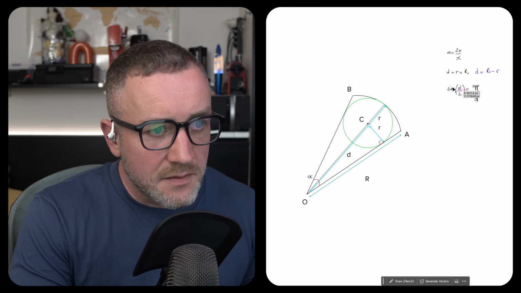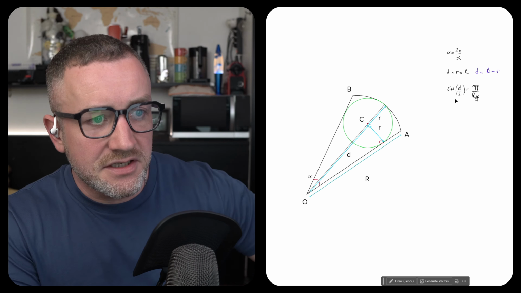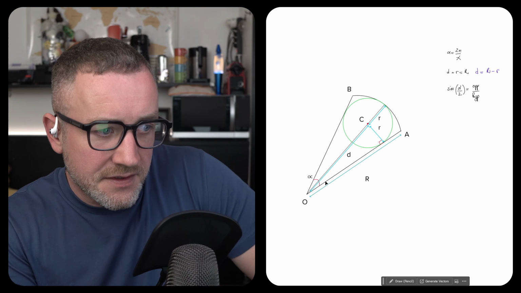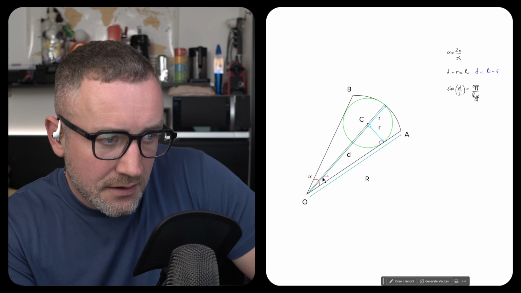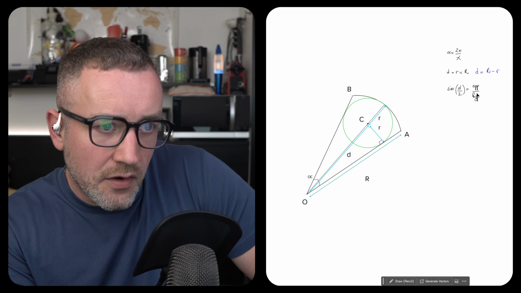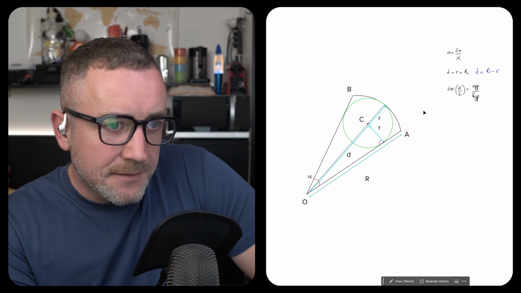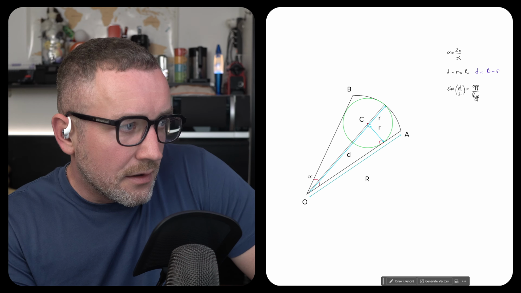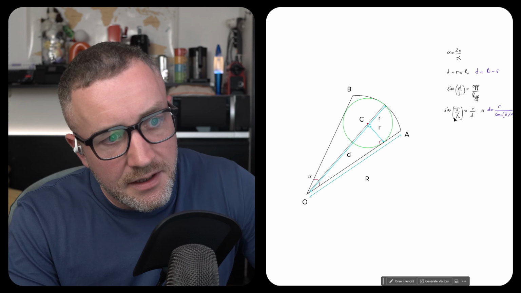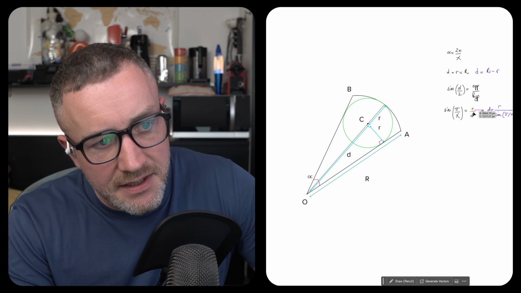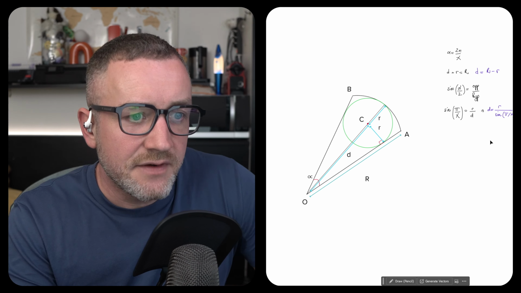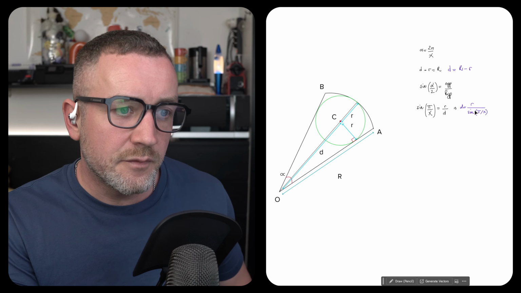From the trigonometric definition of sine, we know that sine of alpha divided by 2, so this angle, equals the opposite side over the hypotenuse. So we can further develop that. It means that sine of π divided by x equals r divided by D. So that means D equals r divided by sine of π divided by x.